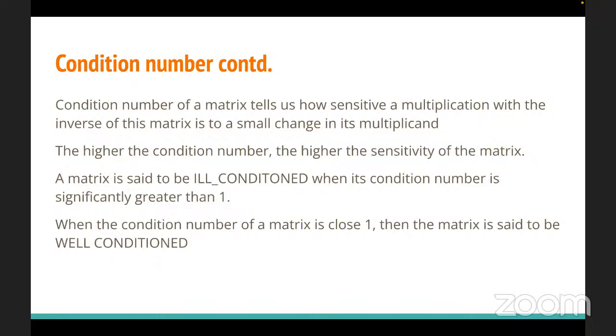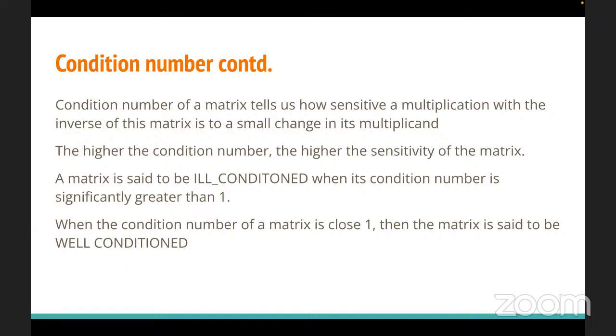How far the number is from 1. When the condition number of a matrix is approximately or equal to 1, then that matrix is said to be well conditioned. But when a condition number is significantly greater than 1, that matrix is said to be ill conditioned. If you have a matrix whose condition number is 1, that matrix is well conditioned.